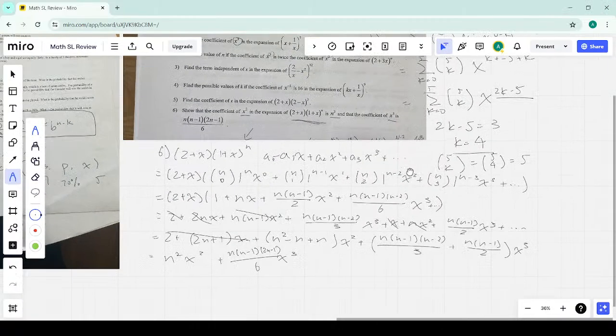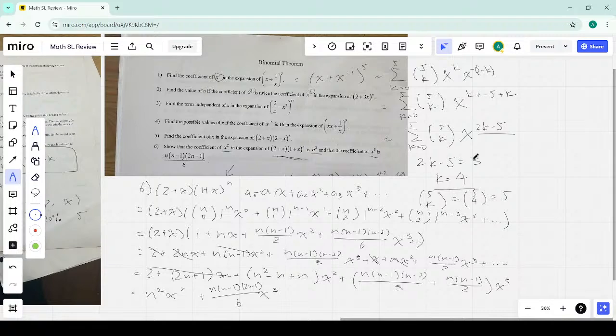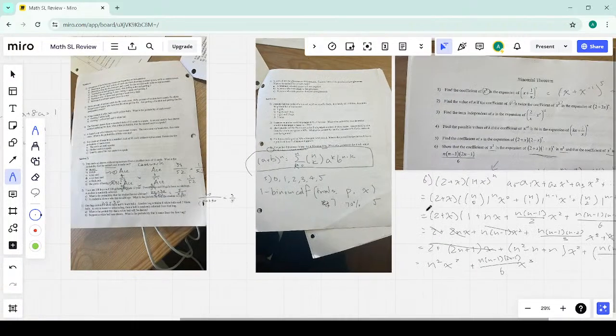All right. So that's it for binomial expansion. If you can get these questions, I think you should be good for the test.